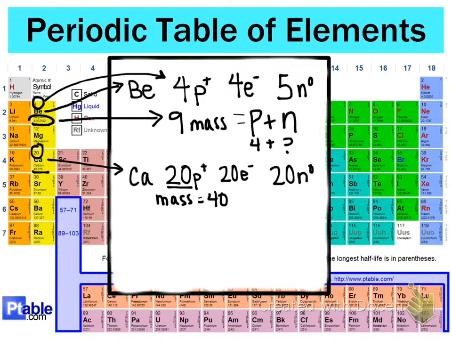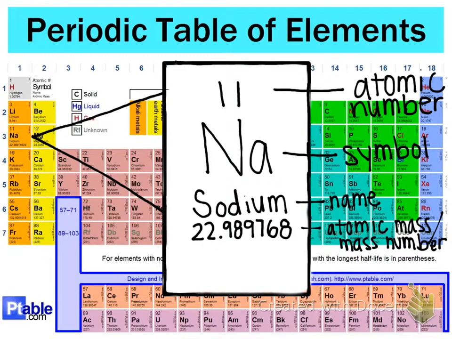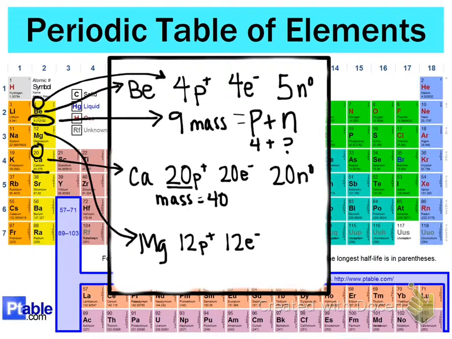One more example, I'll do magnesium. Magnesium, the atomic number on top is 12, so that means I have 12 protons. That number also stands for the number of electrons, so I have 12 electrons. The mass of magnesium is, I'll have to go back to look, 24. Mass of magnesium is 24.